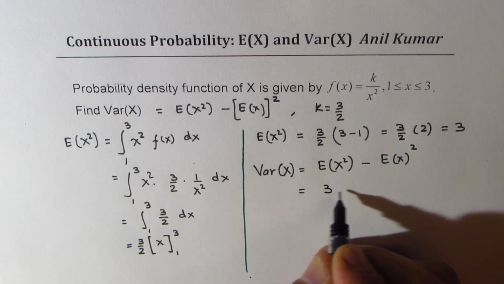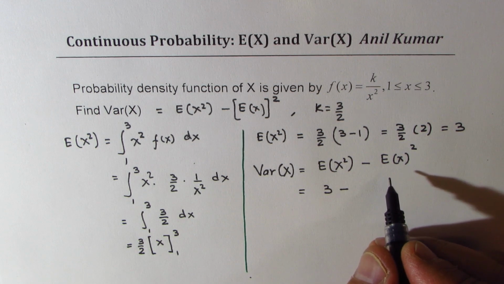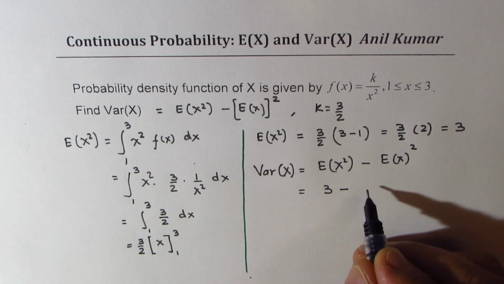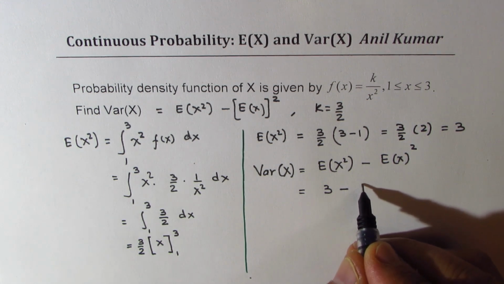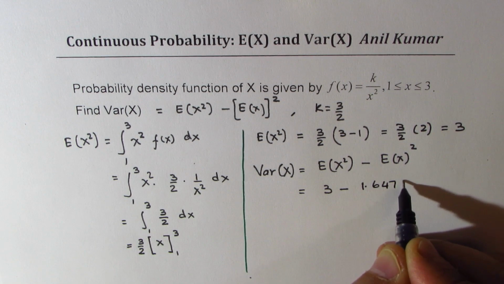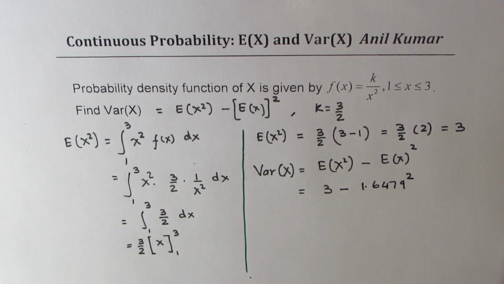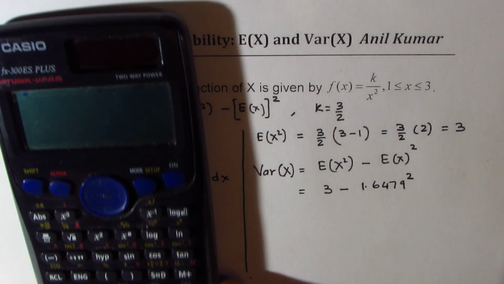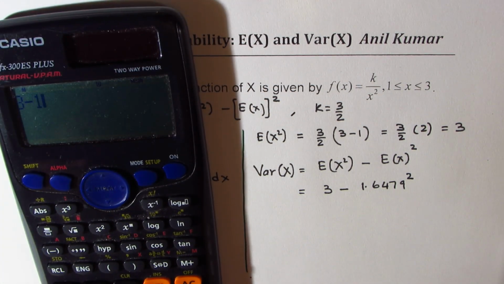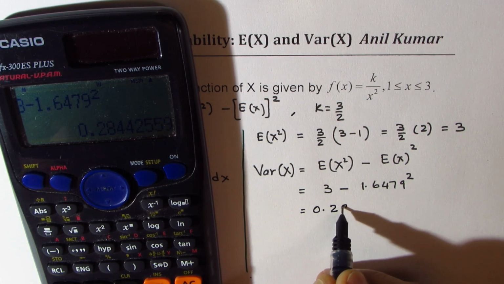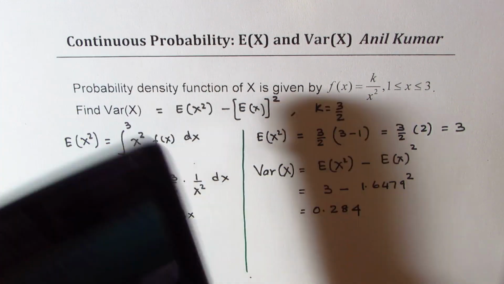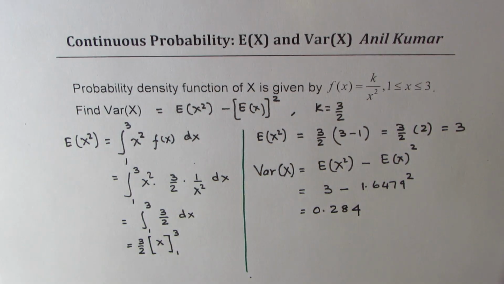So this is 3 minus, we just found that answer as 1 point. Let me just check that out. It was 1.6479 square. Right? Let's use the calculator to find the variance now. 3 minus 1.6479 square is equal to 0.284. So that is the value for the variance.